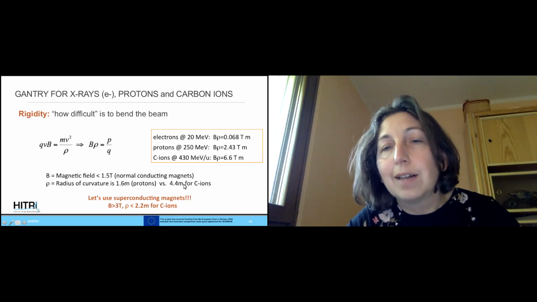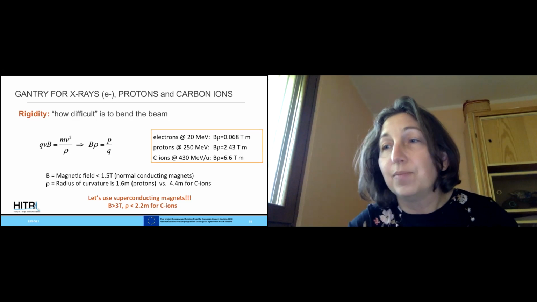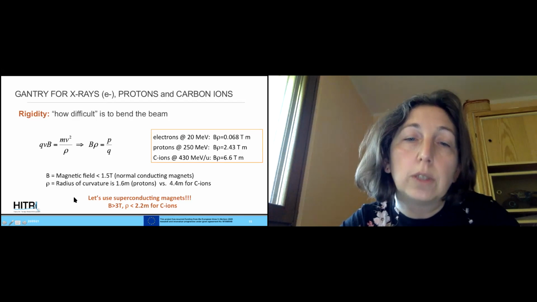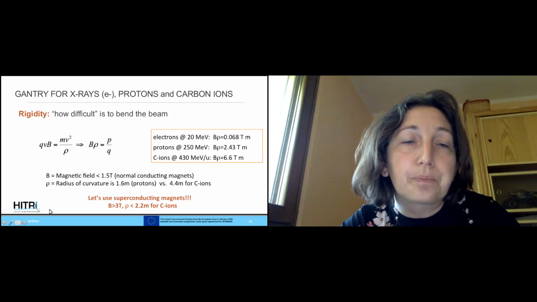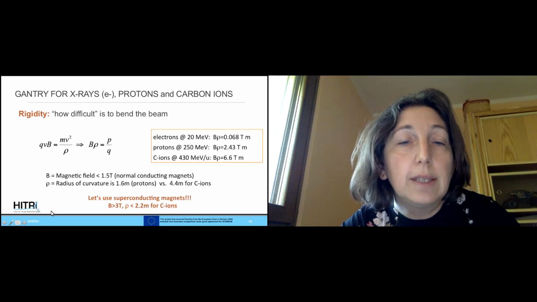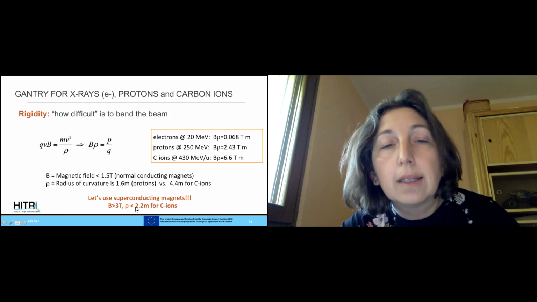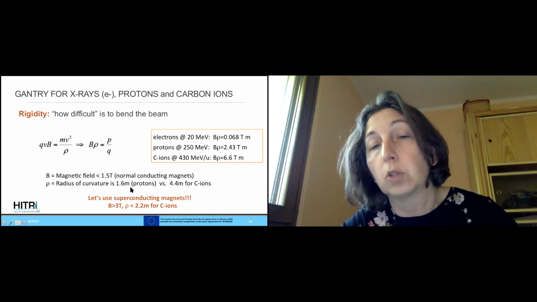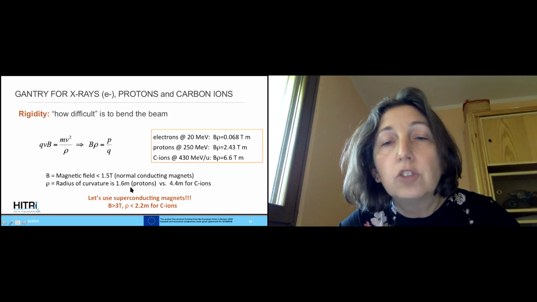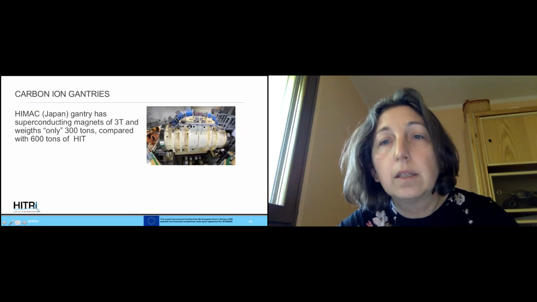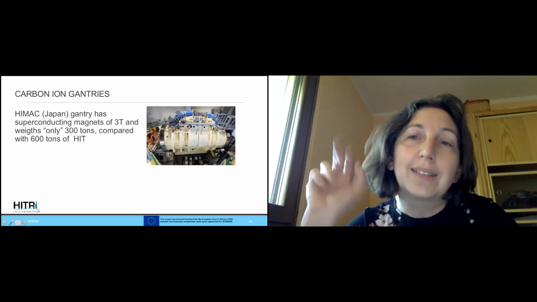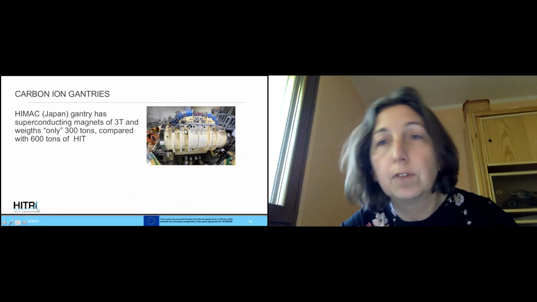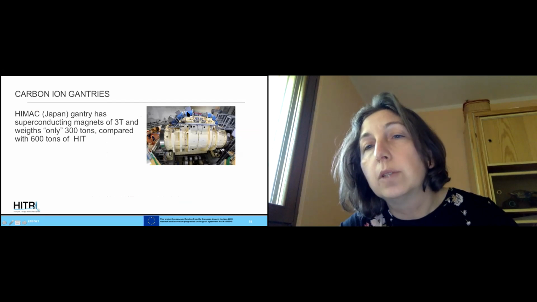And now the solution comes pretty natural. What can we do? We increase further the magnetic field. So we go to superconducting magnets, where we can have a magnetic field of more than 3 Tesla and reduce the radius of curvature to having a beam size similar to the one for protons. And this is what they did in Japan. They currently use a much more compact gantry. This gantry is only 300 tons instead of the 600 of the Heidelberg one, and is made with superconducting magnets.